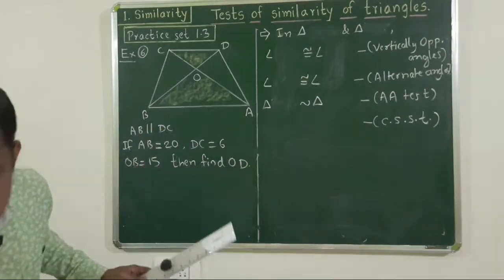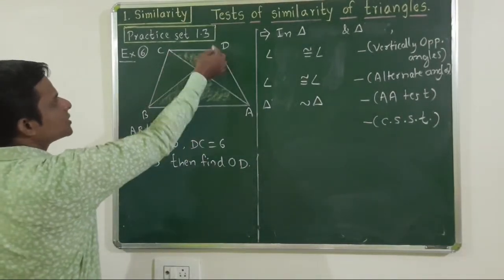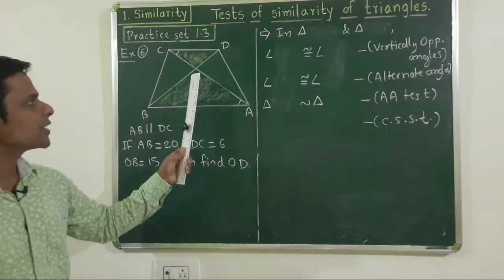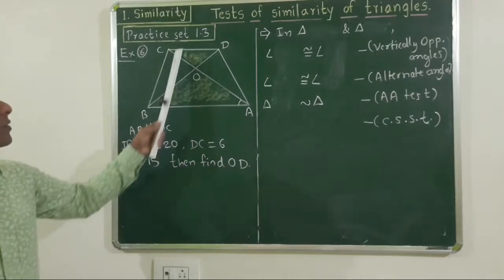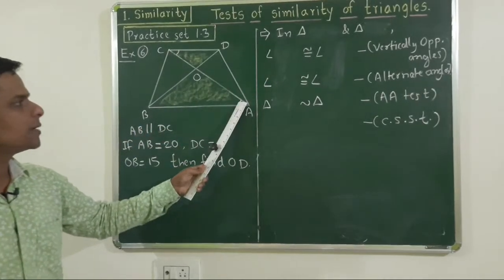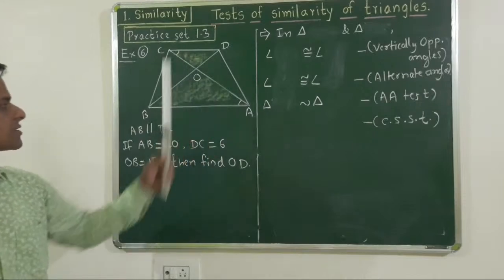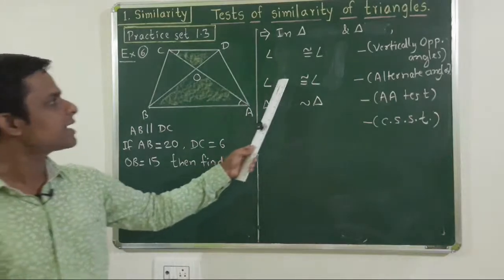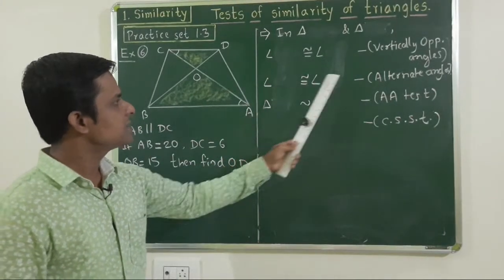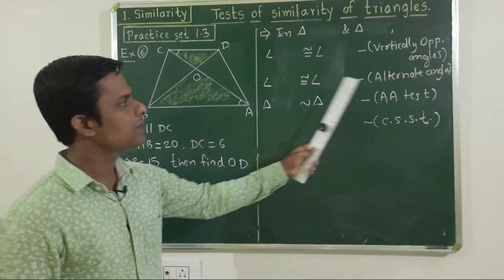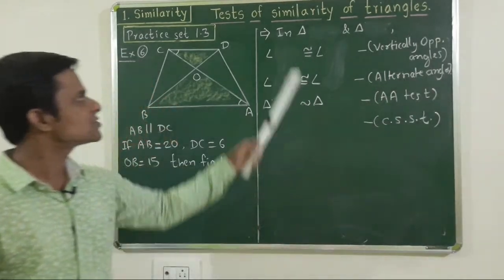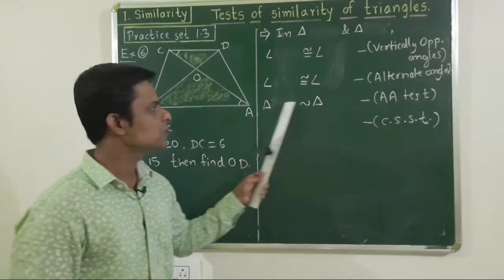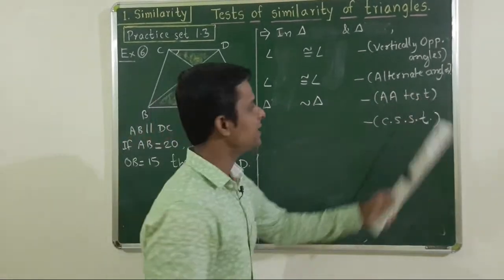And again, take this pair. Angle OCD is congruent to angle OAB. Since these two lines are parallel, it is a trapezium, AB is parallel to DC, therefore these two angles are alternate angles. That is, angle OCD is congruent to angle OAB. The reason will be alternate angles. Hence, triangle COD is similar to triangle AOB by AA test.